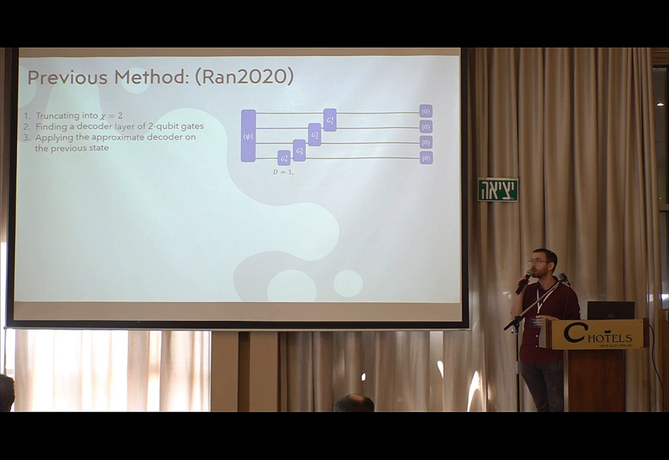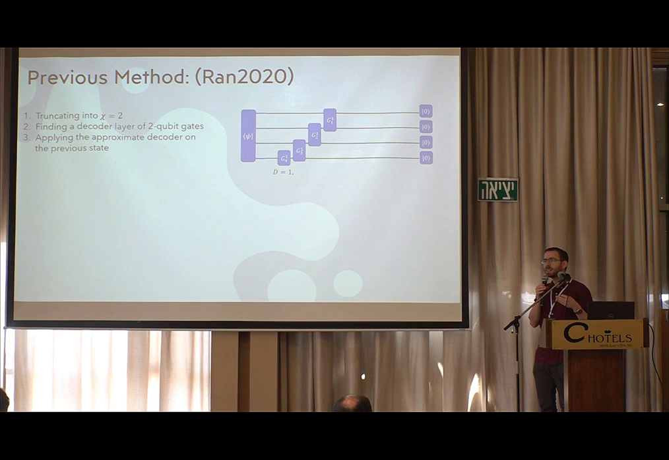And then when you have a truncated version of the state, it's very easy to find a disentangling layer that decodes the truncated version back to the zero. So we apply this disentangling layer, and then we get another version of the state which is closer to the zero state. And then what we do, we repeat the process again and again.